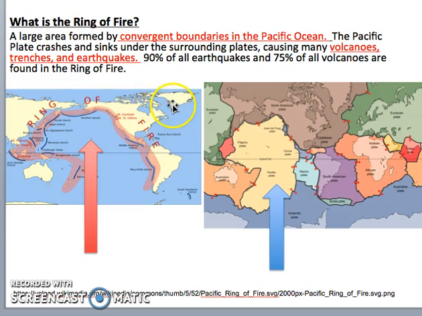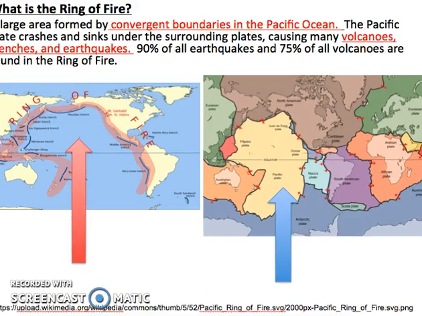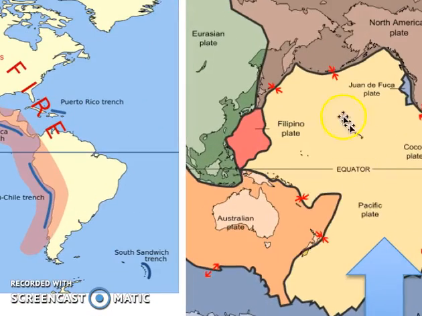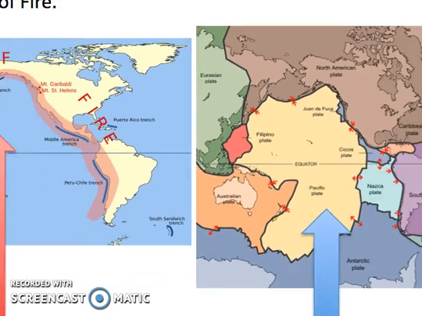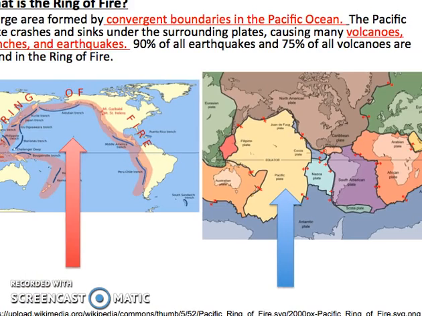And something like 90% of all earthquakes and 75% of all volcanoes are found in this area called the Ring of Fire. If you look at this map, here's the Pacific plate. You can see the Pacific plate is crashing into all these other plates, and they're convergent, so you can see the arrows are pushing against each other here. This is where there's a lot of convergence, and that's why we have a lot of these natural disasters along the Ring of Fire.